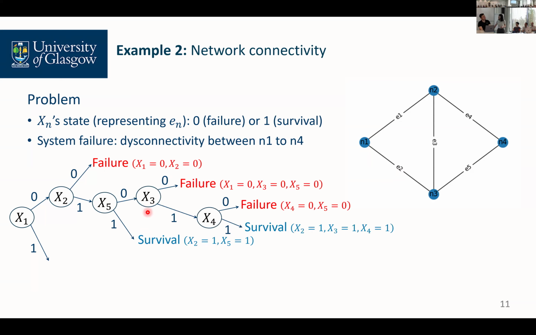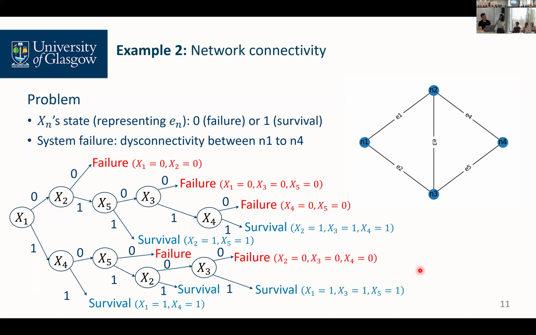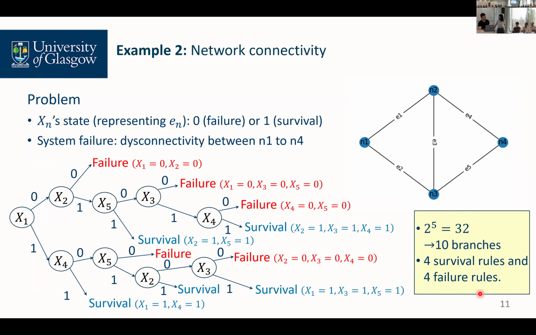And we can go on, and we can continue finding these new failure and survival rules, and we terminate the branch decomposition when we identify enough branches of the system domain. Originally there are a total of 2 to the power of 5, so 32 instances, but we could bring this down to 10 branches. And we have found these 4 minimal survival rules and 4 minimal failure rules.